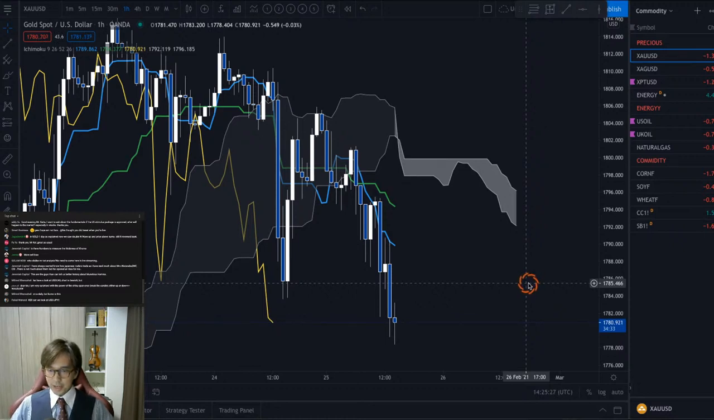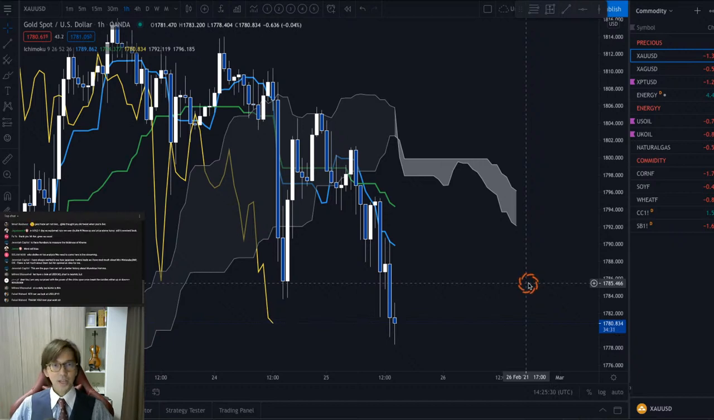So that's important, yeah. More sell bias, I think so. In gold, this is sell biased, so you don't want to jump into the market to buy in this case.